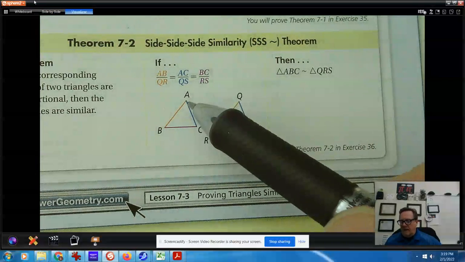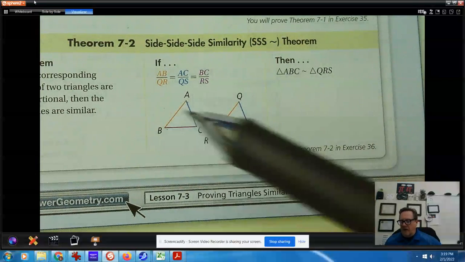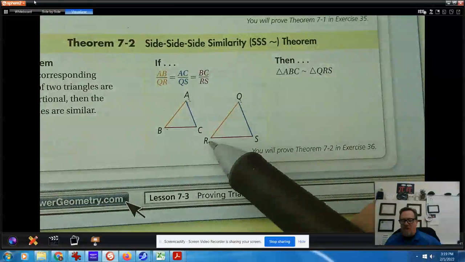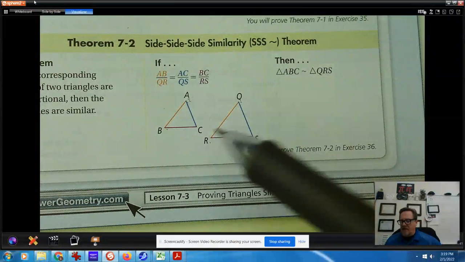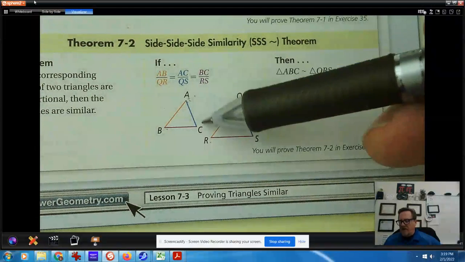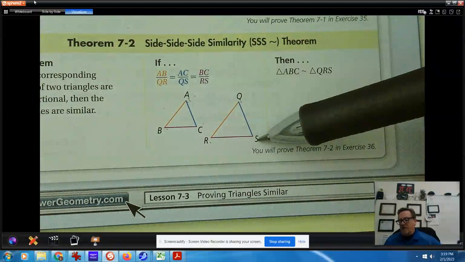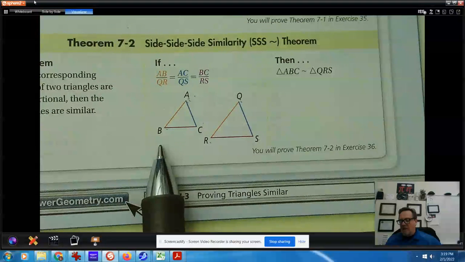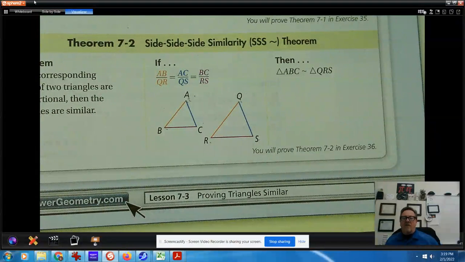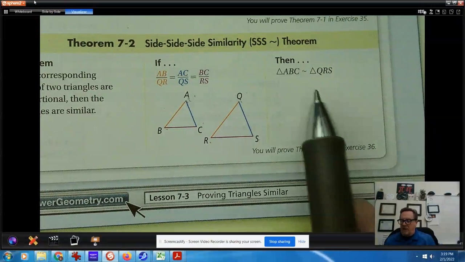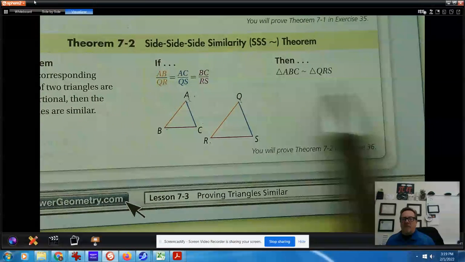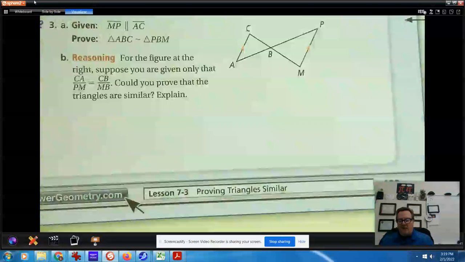So we'll look back up here and go, well, if AB, when we build a fraction of length AB over length QR, is the same ratio as length AC over length QS, and those ratios are also the same as length BC over length RS, then that's sufficient to say, hey, these two triangles are similar. And that's our similarity statement right there.